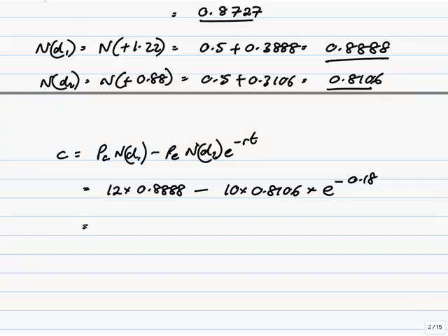which gives us 12 times 0.8888 is 10.67. The second term, again, as always, I'll do the e bit first, so 0.18 negative e to the power, that gives 0.835. If I multiply by 0.8106 and by 10, I get 6.77, which gives me 3.9 million. These were in millions, remember.